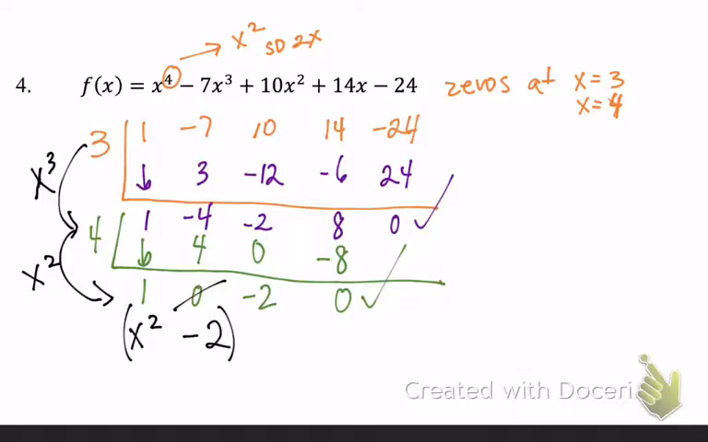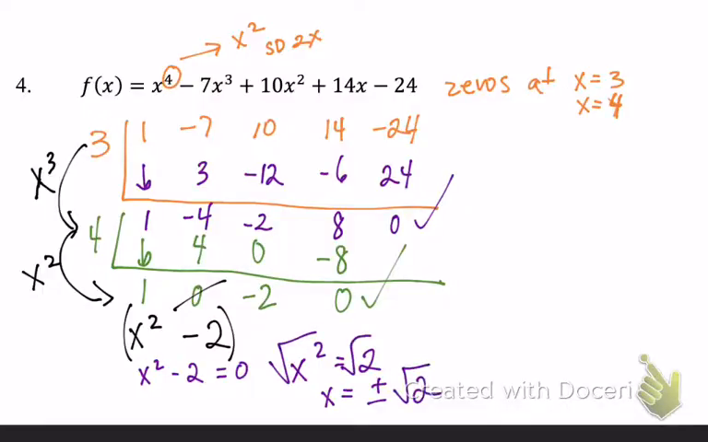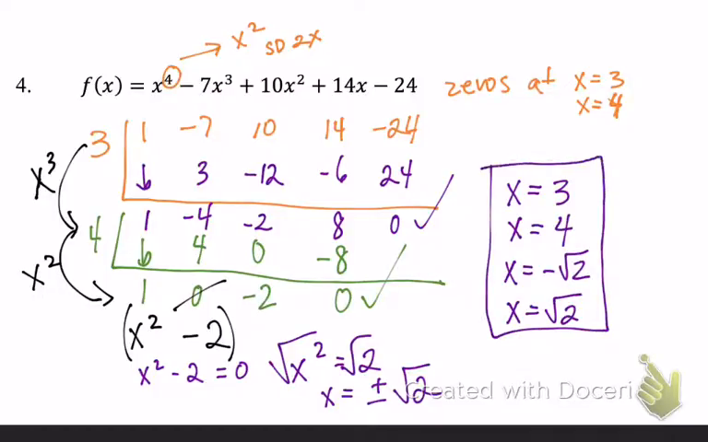I'm going to set this equal to 0 because it's already factored for me. So x squared minus 2 equals 0. x squared equals 2. So x equals, I'm going to square root each side, plus or minus the square root of 2. So my final answer would be x equals 3, x equals 4, x equals negative square root of 2, x equals positive square root of 2. Just like that.